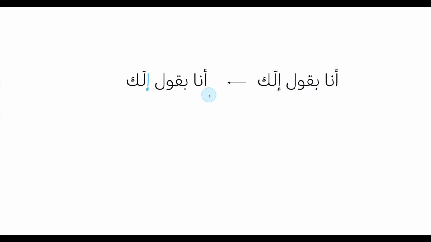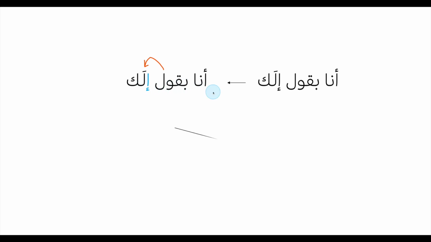When people say it fast, they jump over the alif because it's an airy letter. So they would say أنا بقول لك. Again, they jump over the alif to the second L, meaning they join the L from the verb with the L from the preposition. So they would say أنا بقول لك.